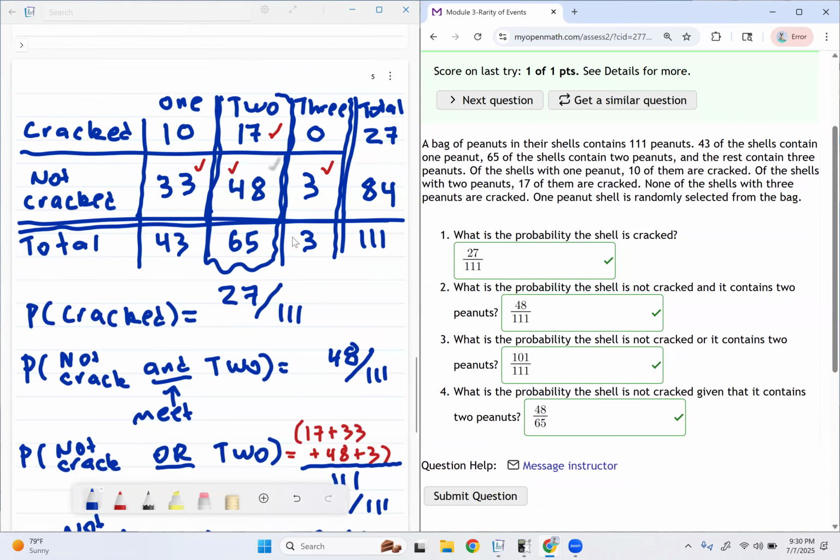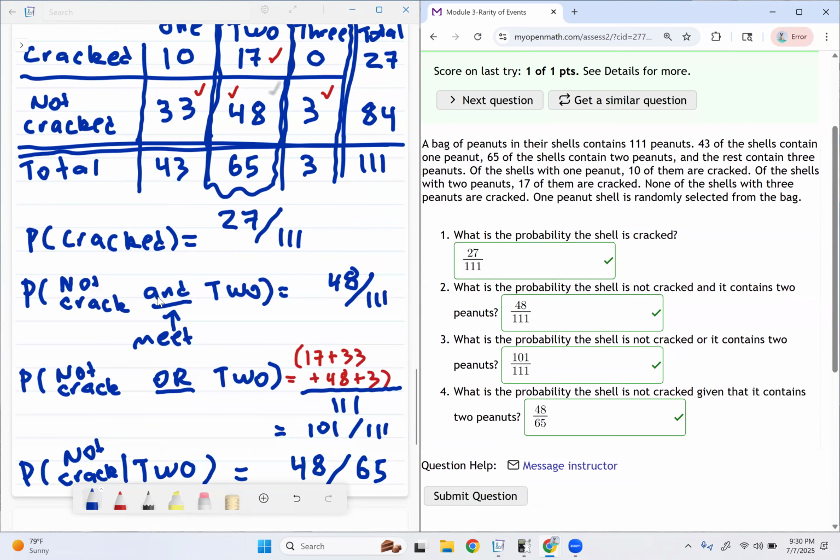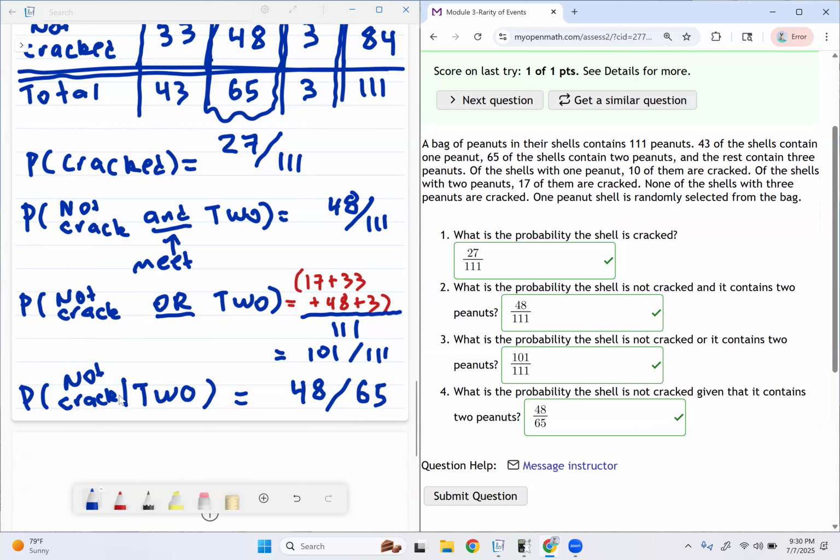The trick for doing this problem is using a table. If it's an and style problem, it's where they meet. If it's an or style problem, it's anywhere along the first or the second, adding up all of your options. If it's a given style question, that's the only time your denominator will change. Let's check out some more problems together.